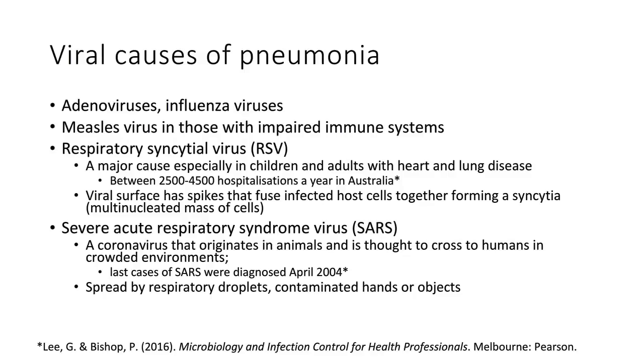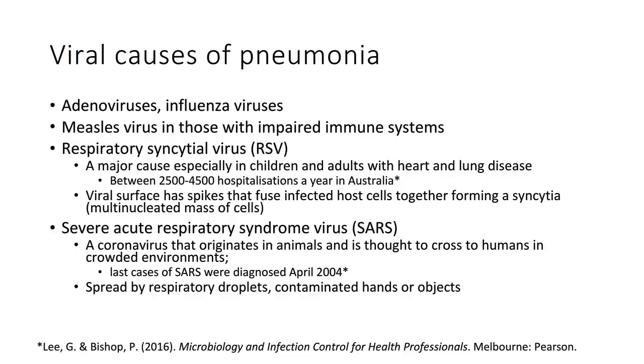Respiratory syncytial virus, RSV, is one of the major causes for pneumonia in children and adults, but particularly in children and particularly those with heart and lung disease. So 2,500 to 4,500 hospitalisations a year are courtesy of respiratory syncytial virus, or RSV.